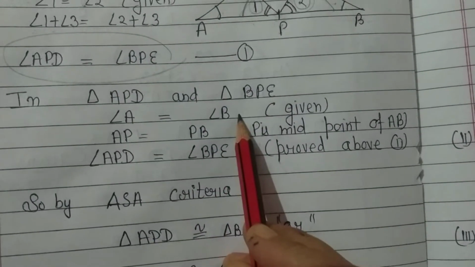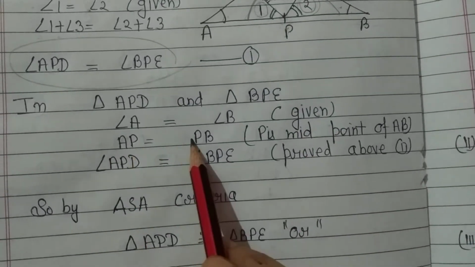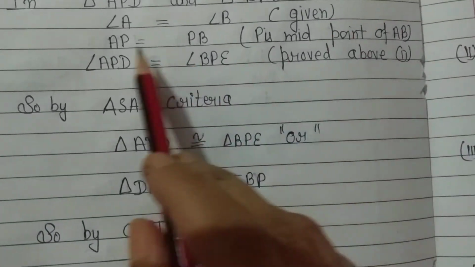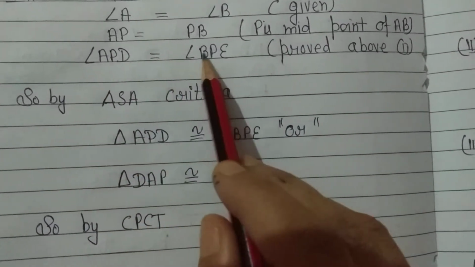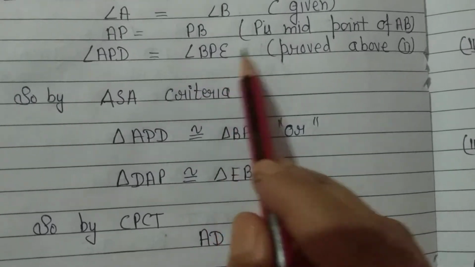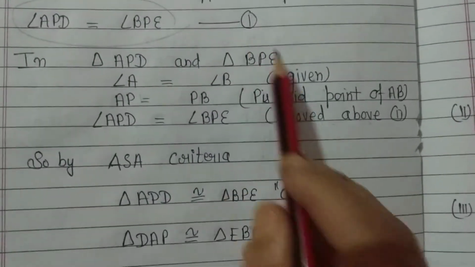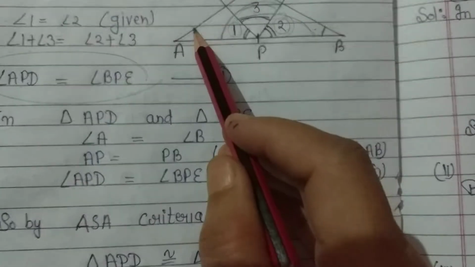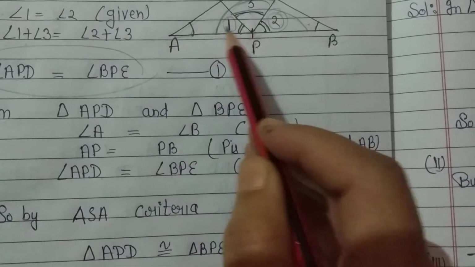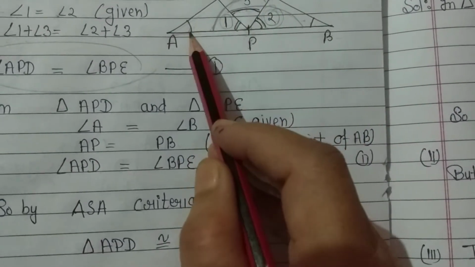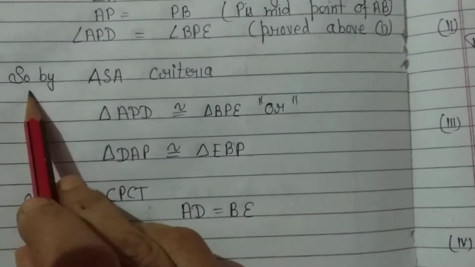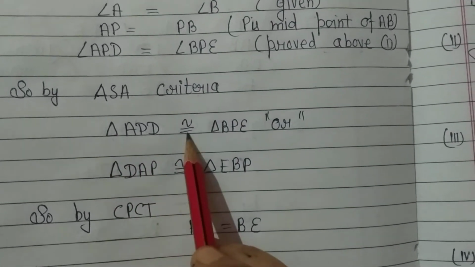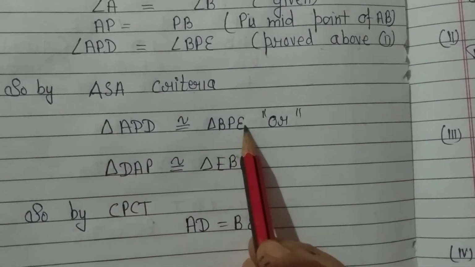Angle A is equal to angle B, already given. AP is equal to PB, P is the midpoint, so AP is equal to PB. Now angle APD is equal to angle BPE, proved above in 1. Now for this triangle, I have taken this angle, this side and this angle, and this is the angle side angle criteria. So by angle side angle criteria, triangle APD is congruent with triangle BPE.